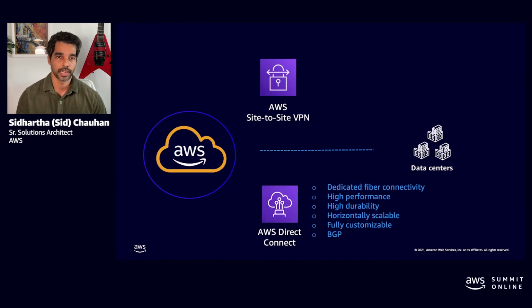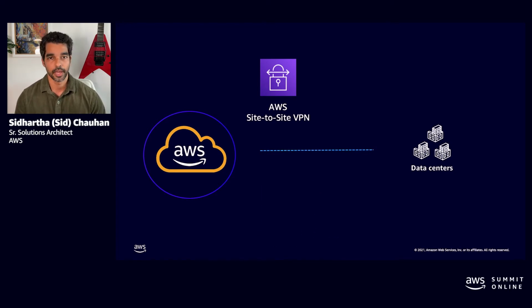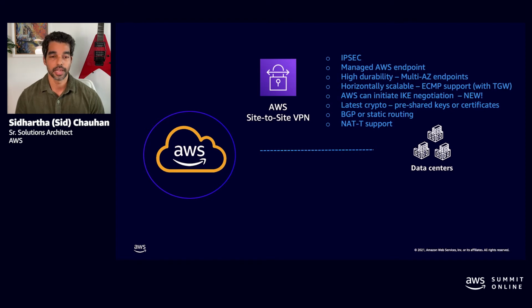Perfect. We saw how Direct Connect works. Now let's jump into the next option, AWS Site-to-Site VPN. With AWS Site-to-Site VPN, it's over the internet, creates an IPsec encrypted tunnel.